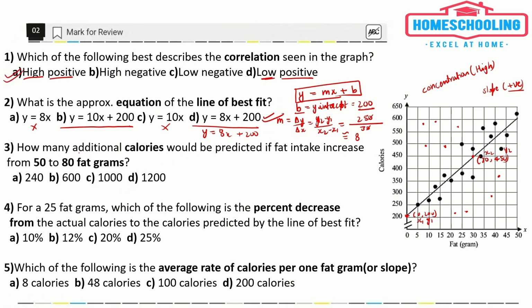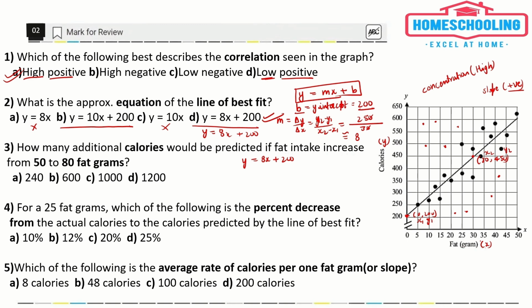Now in the third part of the question, how many additional calories would be predicted if fat intake increases from 50 to 80 grams? As we can see here, on the x-axis we have fat in grams, and on the y-axis we have calories. And we already know the equation for this line of best fit, that is y equal to 8x plus 200. We have solved it in the previous part of this question. So we have to find the additional calories if fat intake increases from 50 to 80.